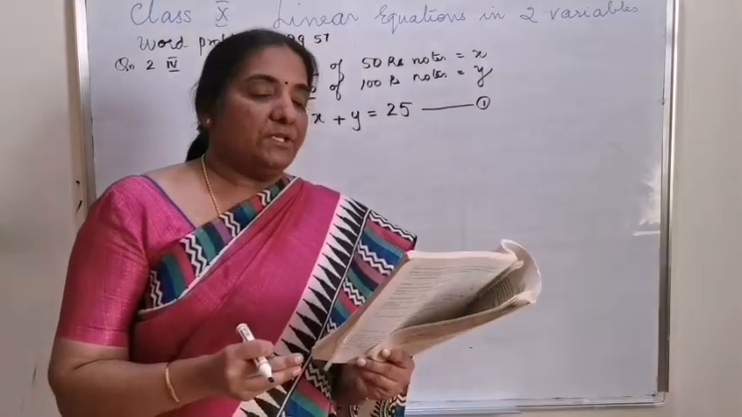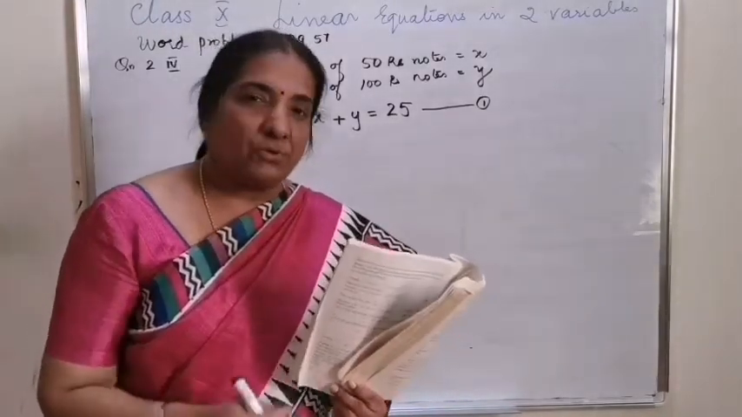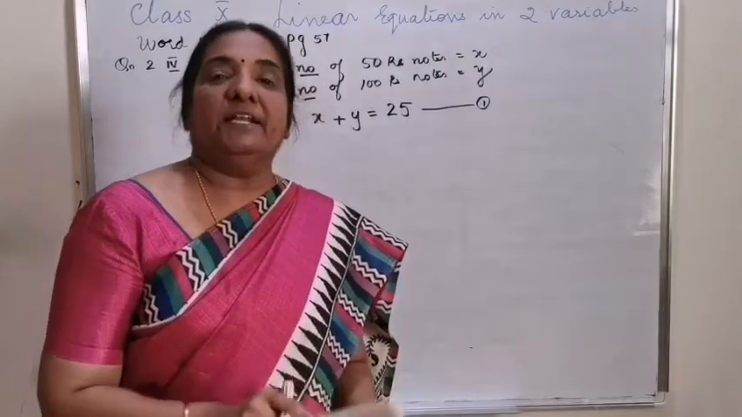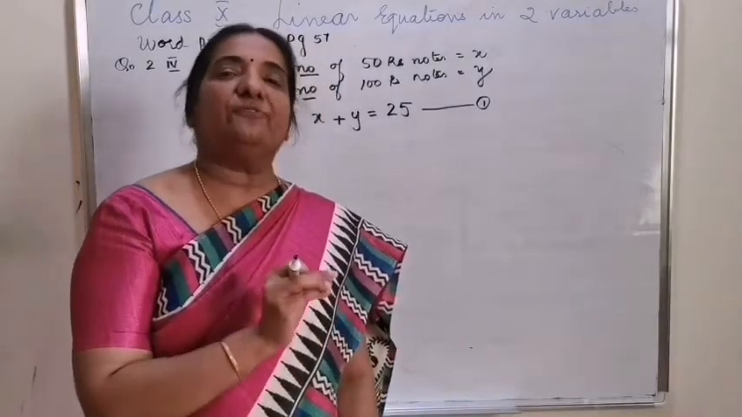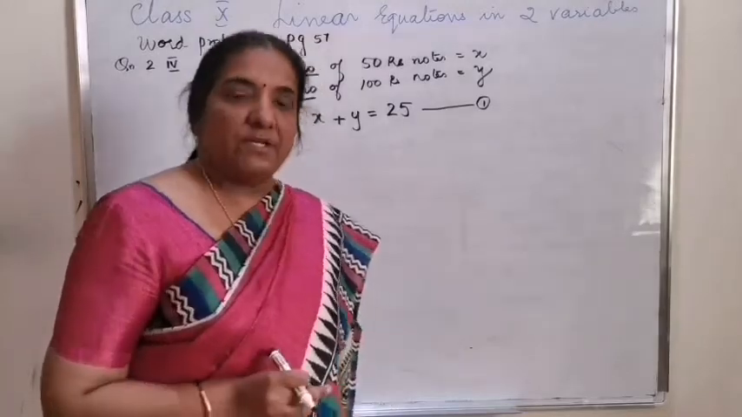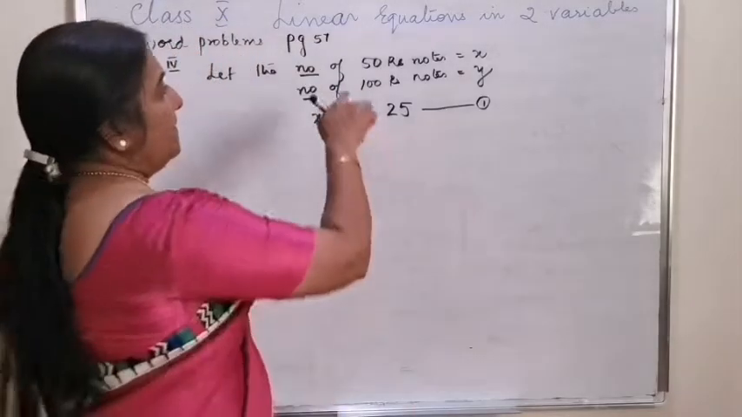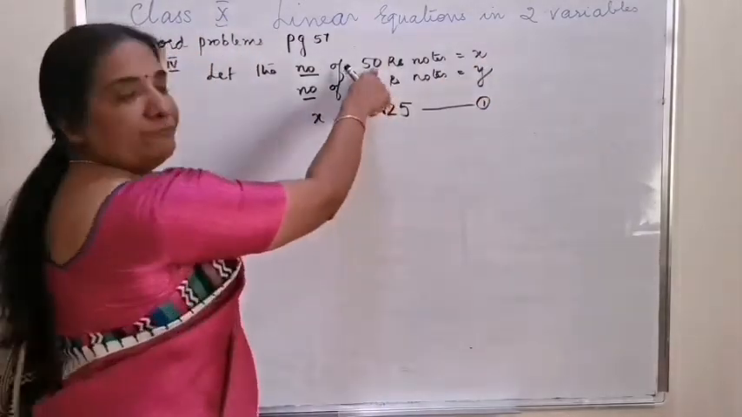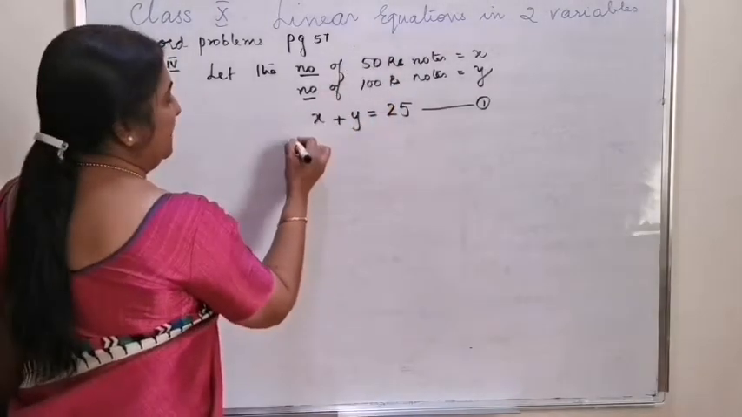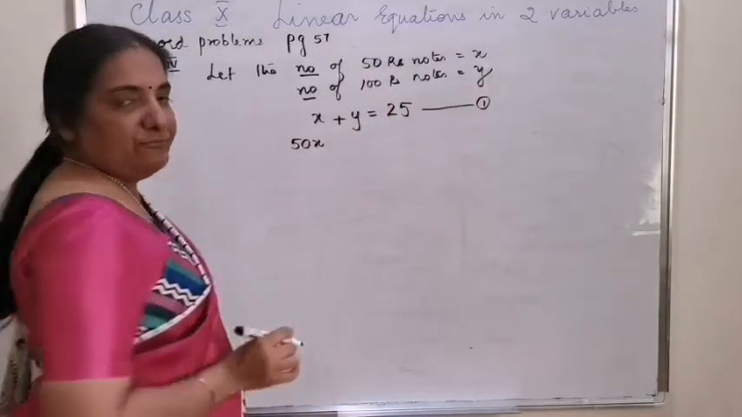Now, she wanted a total of 2000 rupees and the denominations are rupees 50 and rupees 100. If you give value, x number of 50 rupee notes will have a value of 50x.